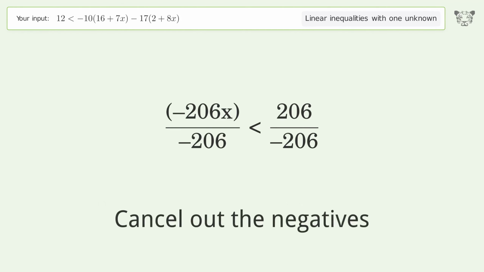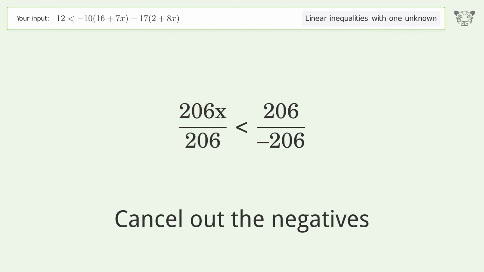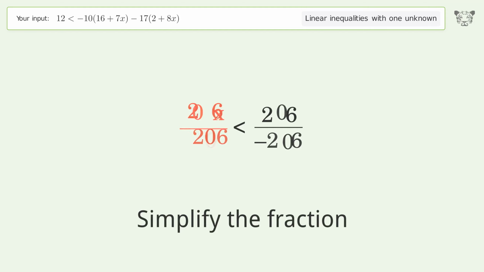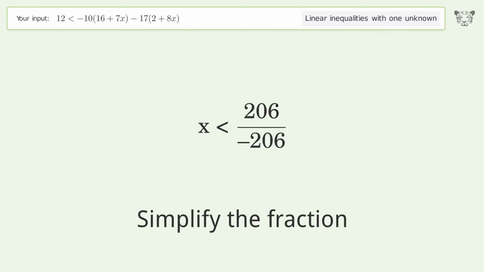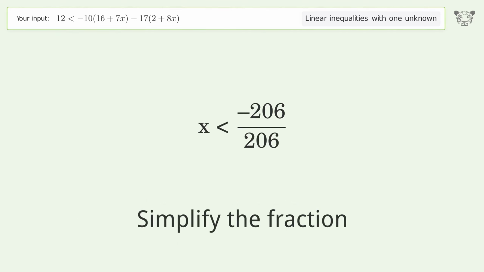Cancel out the negatives. Simplify the fraction. Move the negative sign from the denominator to the numerator. Simplify the fraction.